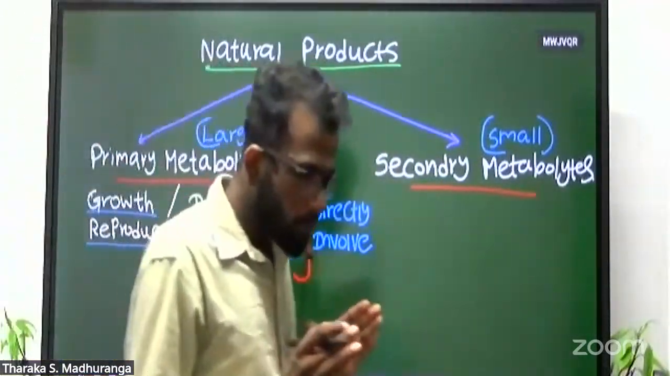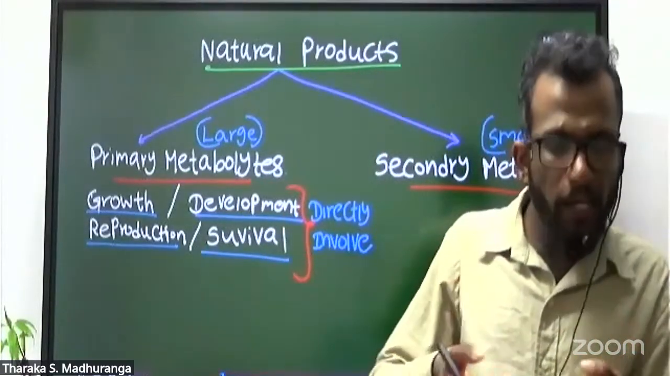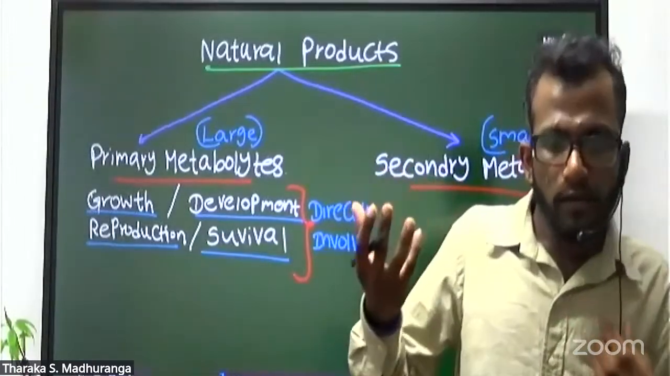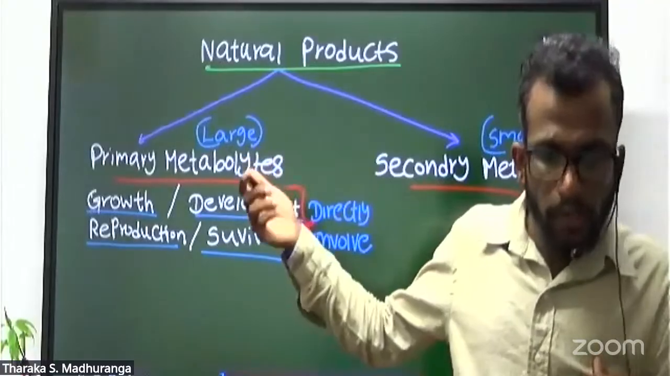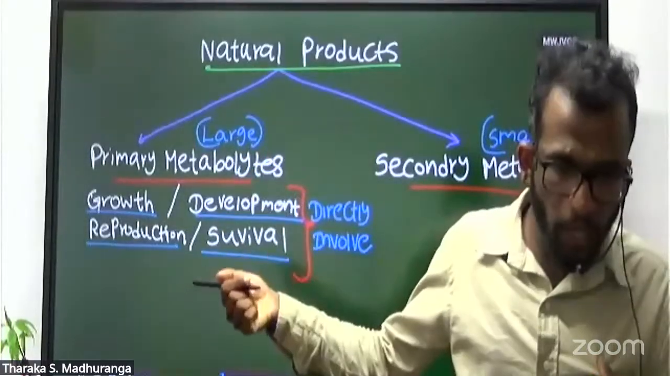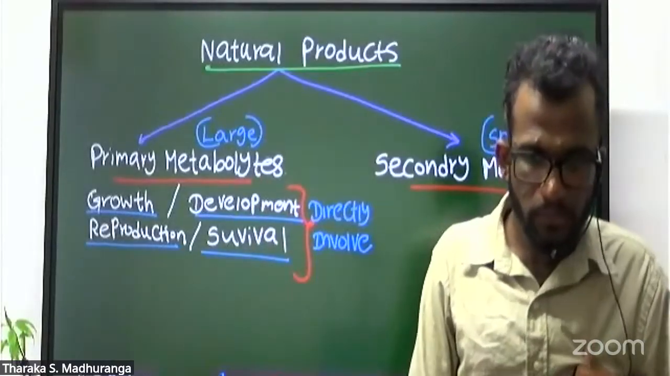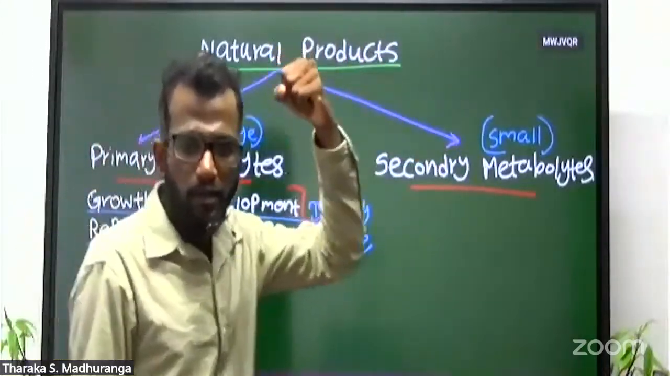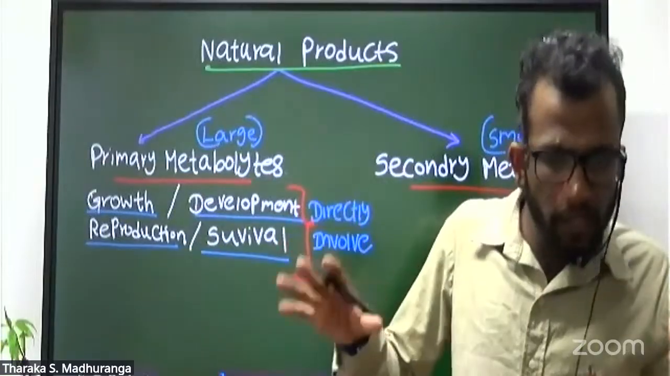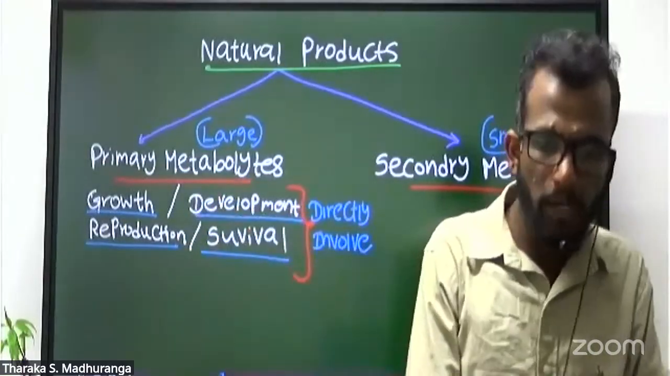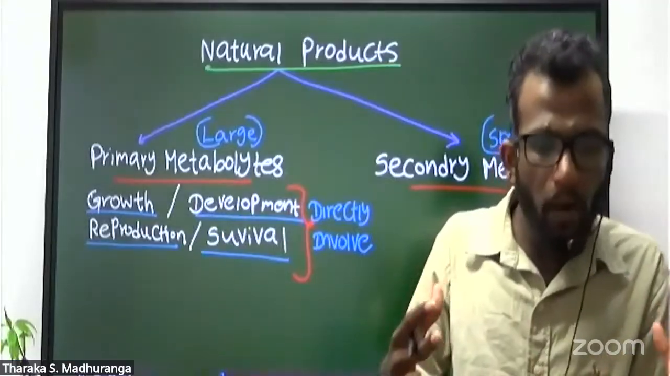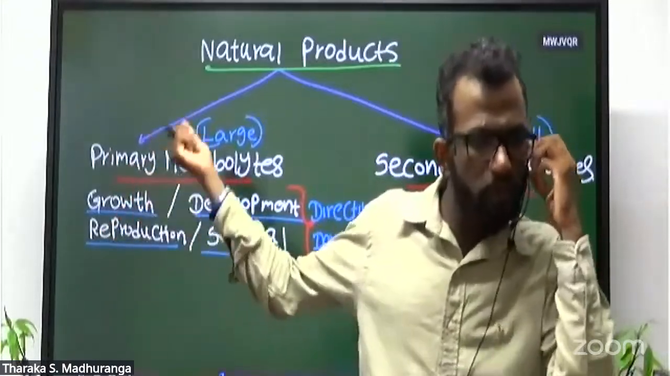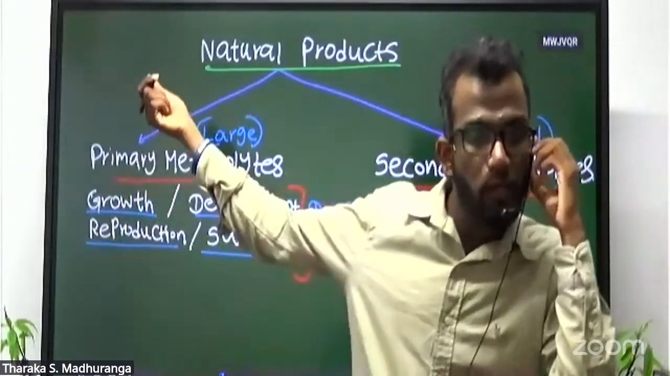Okay, then what is the meaning of primary metabolites? Primary metabolites are organic compounds directly involved in organism growth, development, reproduction and survival processes. Then what are the secondary metabolites? Before we go to them, what are examples of primary metabolites? Organic compounds compulsory for us and other organisms for these processes, and they are produced in large quantities.